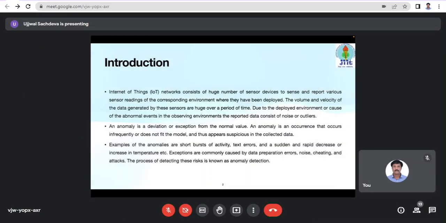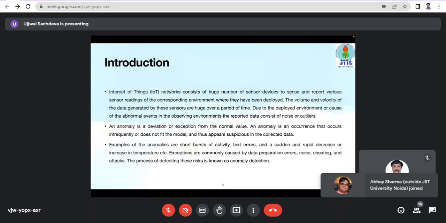Internet of Things networks consist of a huge number of sensor devices that sense and report various sensor readings of the corresponding environment where they have been deployed. The volume and velocity of the data generated by these sensors are huge over a period of time. Due to the deployed environment and abnormal events in the observed environments, the reported data consists of noise or outliers. An anomaly is a deviation or exception from the normal value.